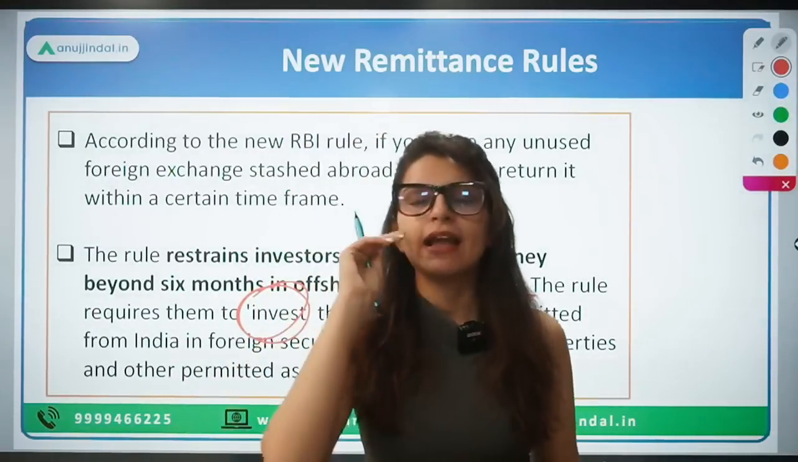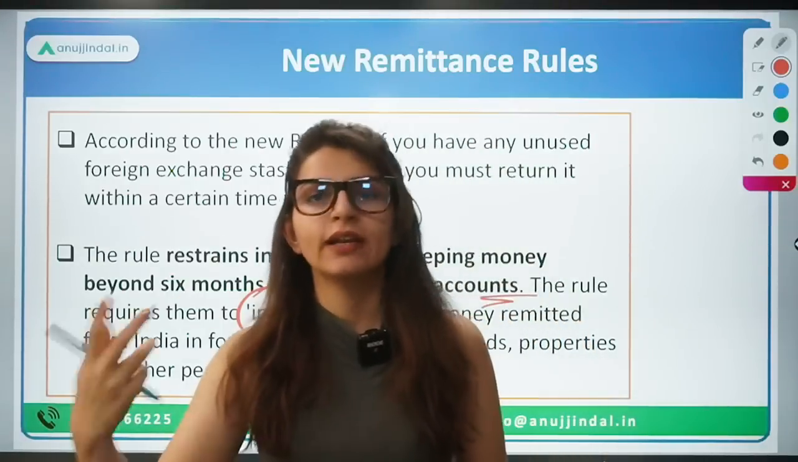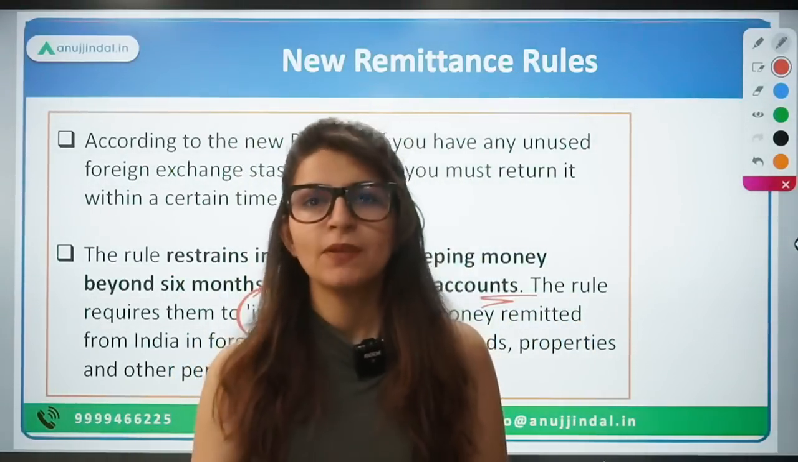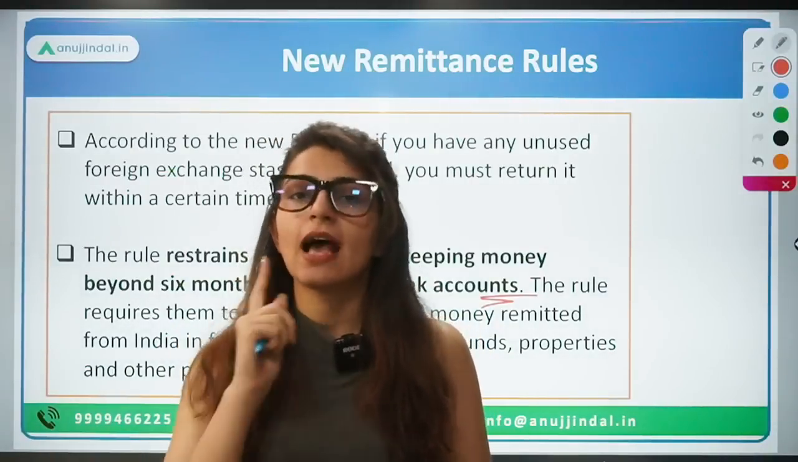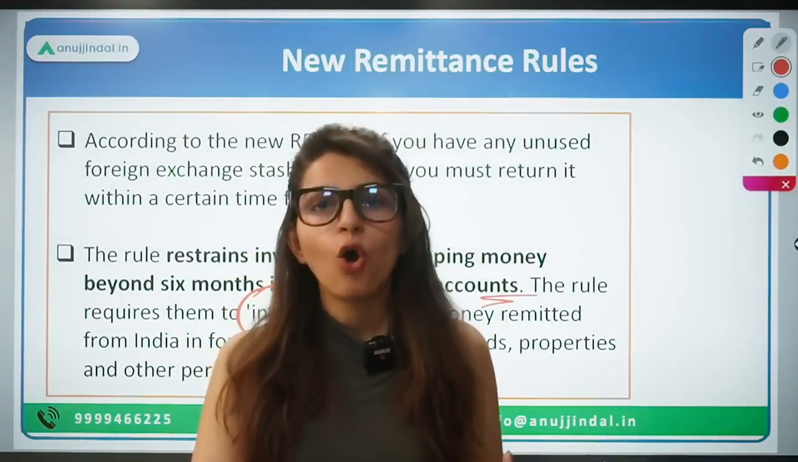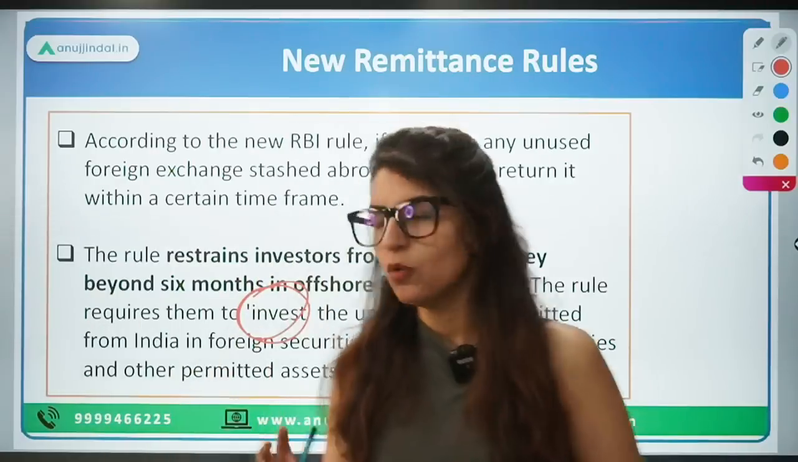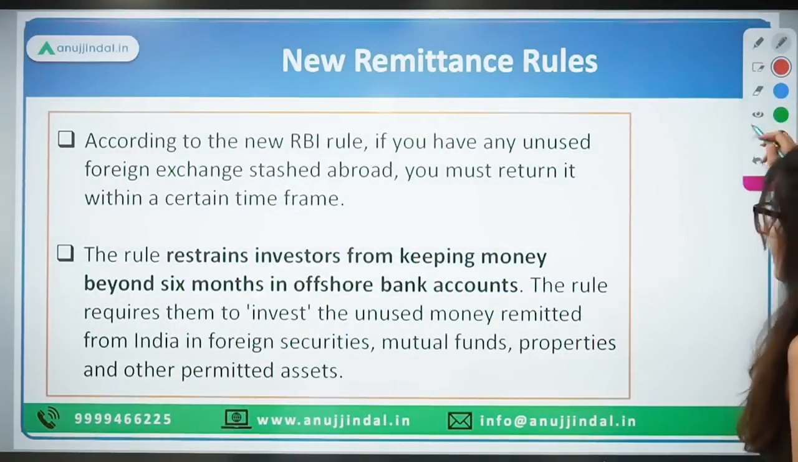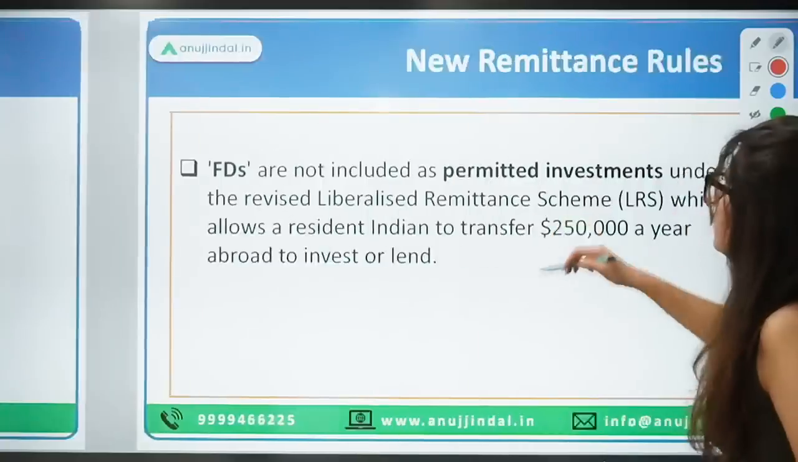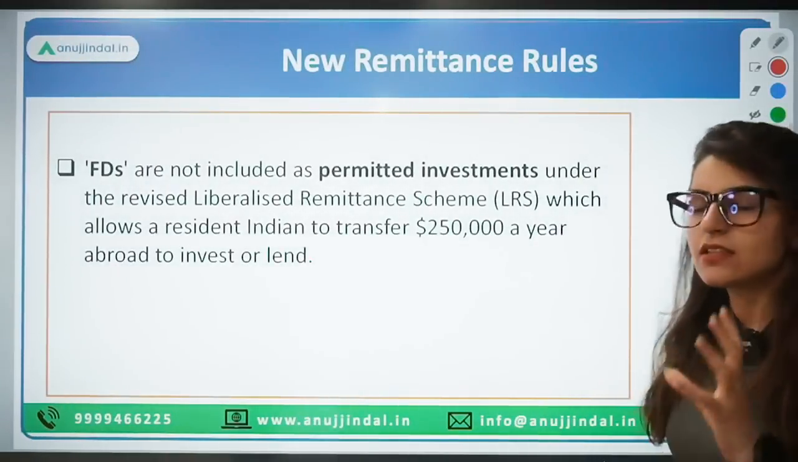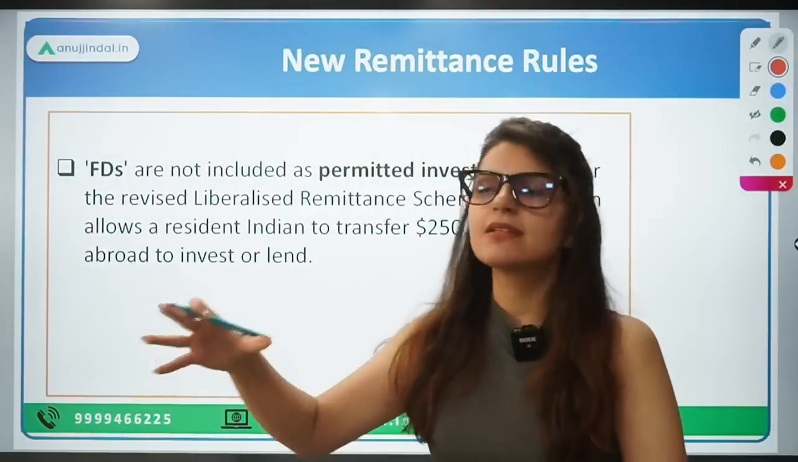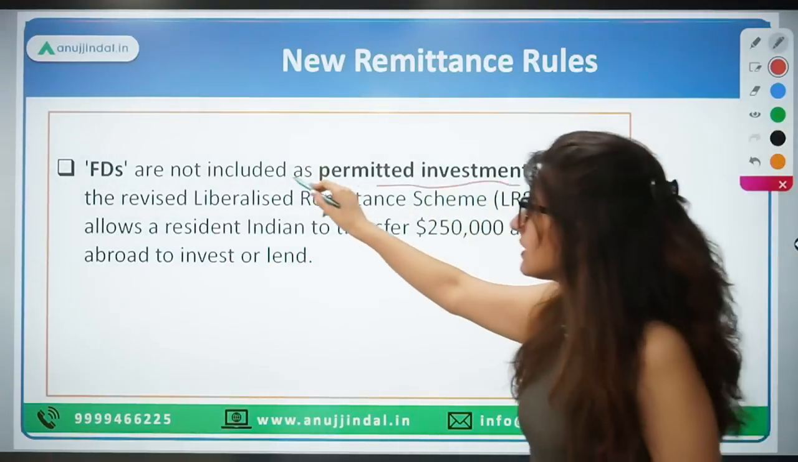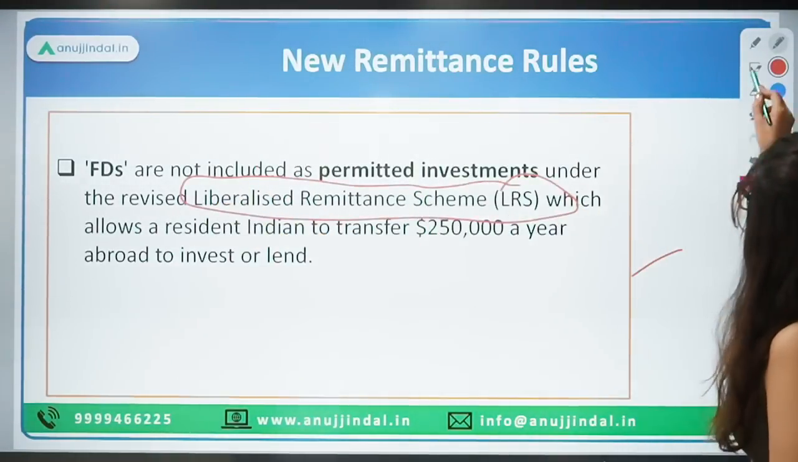Now, in this case, if any amount is outside in any offshore account, which is not being utilized or not being invested, within 180 days either it has to be returned to the authorized dealer or has to be reinvested within 180 days. Reinvested in any such investment. Now, FDs, fixed deposits, you cannot do either, because that is not an investment included under the LRS scheme. Now, this has become a concern for a lot of investors.